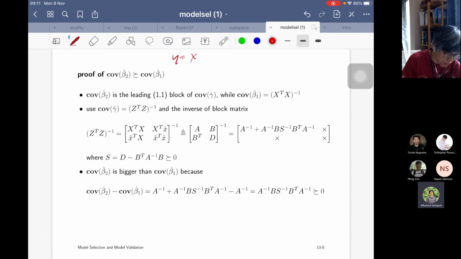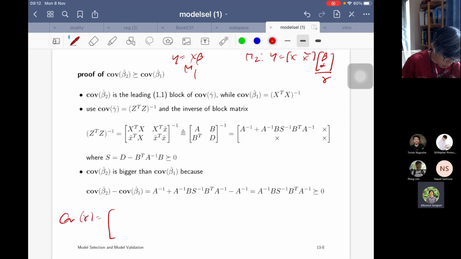Again, this is model M1. This is model M2, and we call its coefficient gamma. So basically, the covariance of gamma would have two portions. It can be partitioned so that the one block would be the covariance of beta, and the two block would be the covariance of alpha.